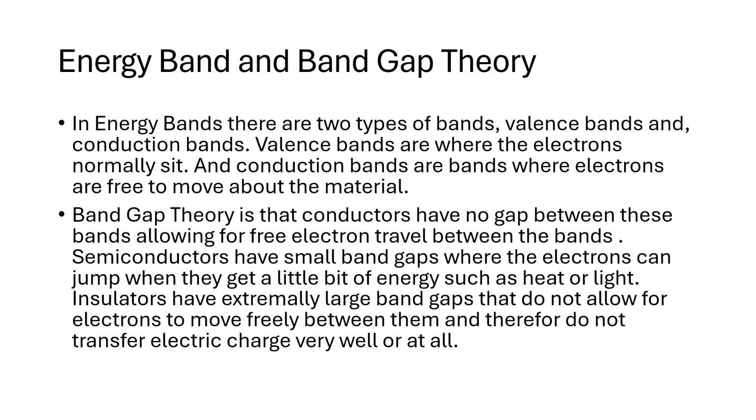Energy bands and the band gap theory. In energy bands, there are two types of bands: valence bands and conduction bands. Valence bands are where the electrons normally sit, and conduction bands are bands where the electrons are free to move about the material.